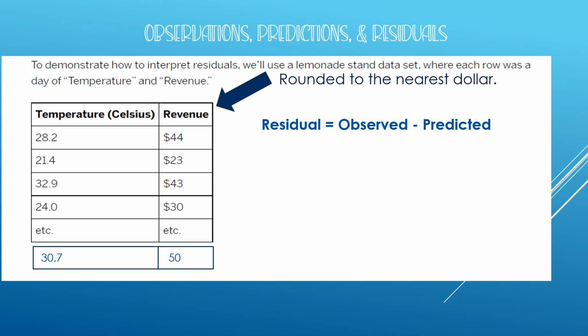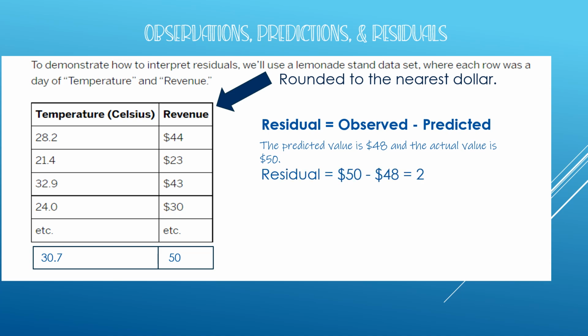So what is a residual? A residual equals observed minus predicted. The predicted value was 48, the actual value was 50. So the residual is observed, which was 50, minus the predicted, which was 48. So we're going to have a positive residual of 2.